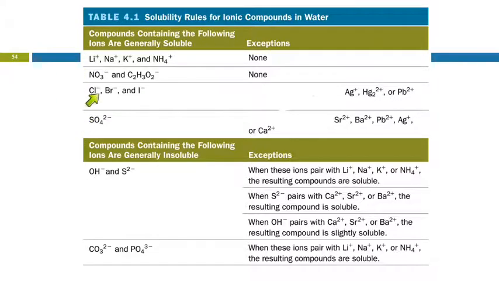So if you get through all of those and you don't have any of these guys, then you can get into hydroxide and sulfide. When these ions pair with lithium, sodium, potassium, or ammonium, the resulting compounds are soluble. Well, we don't really need that, because if we start at the top and work our way down, if we have one of those, we're not going to get down here, right? So we don't need to think about that as an exception. So that one just goes away.